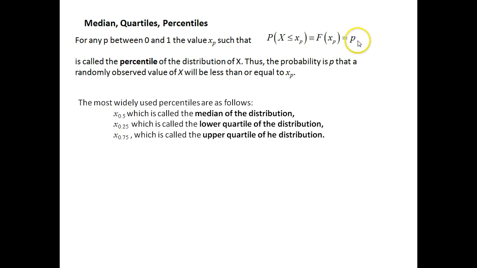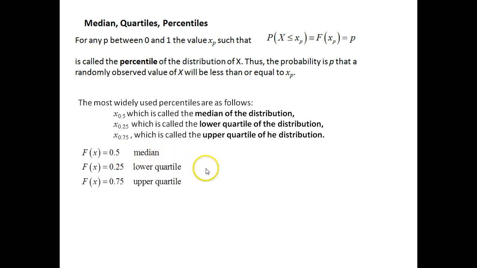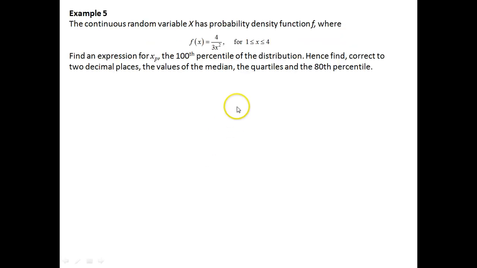I want which x gives me 0.5 as my probability. The quartiles: the lower quartile would be 25% of the probability. So I'm looking at what x gives me probability up to 0.25, and the same for the upper quartile of the distribution. So the x giving me F of x to be 0.5 would be the median. The x giving me F of x being 0.25 would be the lower quartile, and F of 0.75 would be the upper quartile.